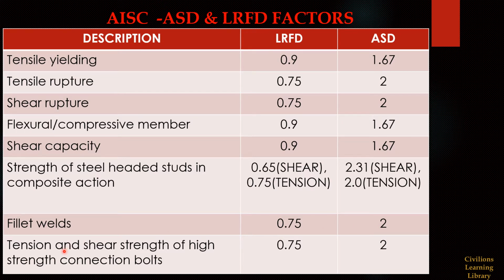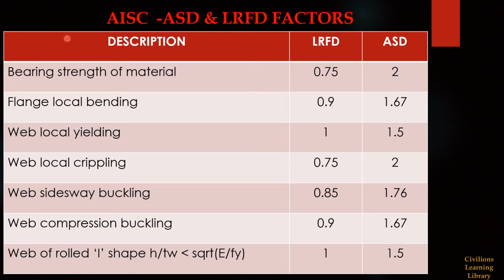Then coming to connection bolts: tension and shear strength of high strength connection bolts. Normally we are using grade A325 and A490 connection bolts based on the American code. So for calculating the capacity of these connection bolts, we have to use the safety factor 0.75 for LRFD and 2 for ASD. Next, for bearing strength of the material, if you are checking any plate bearing strength, then we have to use 0.75 for LRFD and 2 for ASD.